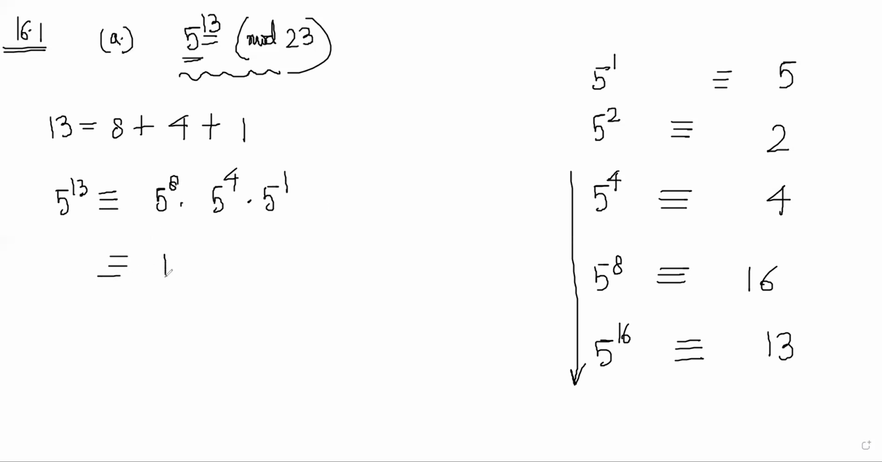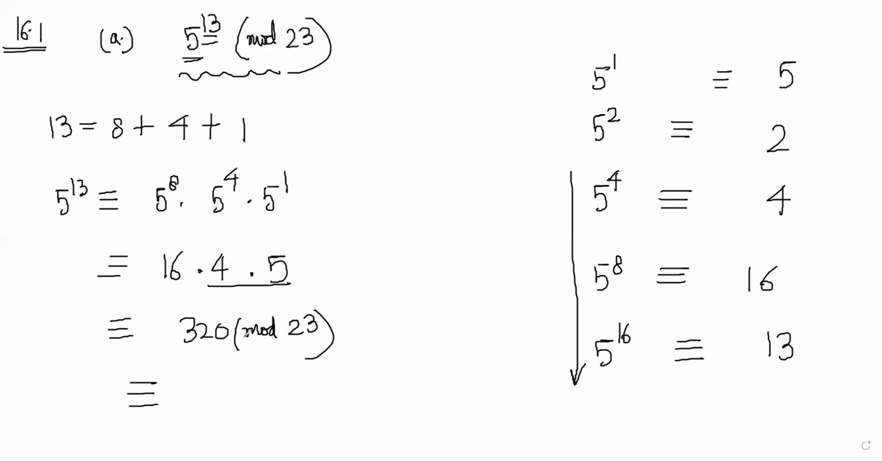So 5 power 8 is basically 16, 5 power 4 is 4, and 5 power 1 is 5, right? So this is clearly 4 times 5 times 16, which is 320, and we need to find 320 mod 23. Let's find that. That is 10 times 23, 230, and then 90. So 3 times 23 will be 69. So 21, right? 21 mod 23. That is the answer.